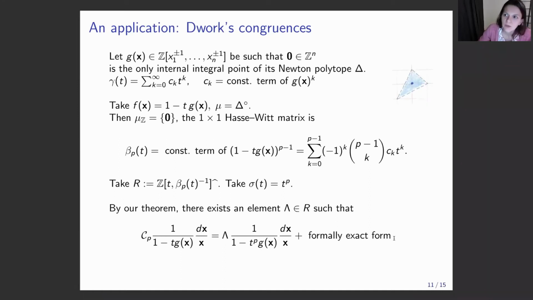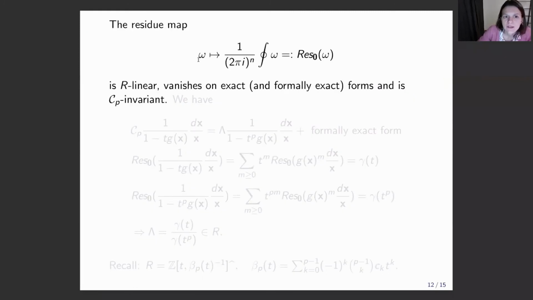And from this, we want to derive congruences. The first thing to do is to integrate this equality. So we will apply our integration, the residue map, which sends differential n forms to, so we integrate over the product of circles on each coordinate as before. And we will call it the residue map, residue at 0. This is an R-linear map which vanishes on exact forms and also on formally exact forms. And it's invariant under the Cartier operation. It's a little lemma to prove this invariance, but it's not very hard.